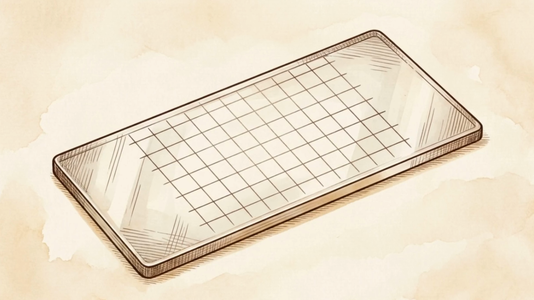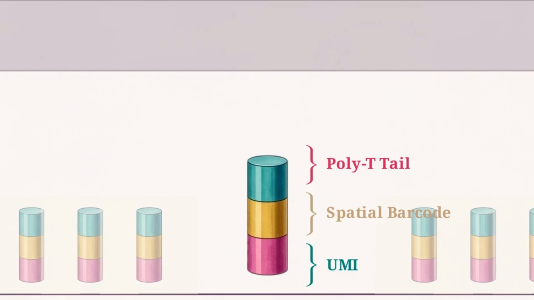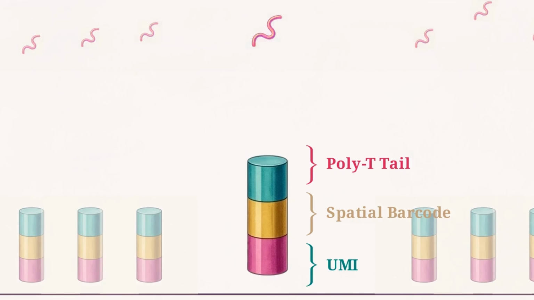Next-generation sequencing, or NGS-based spatial methods, rely on solid-phase microarray capture. A standard 10x Genomics Visium slide features a 6.5 by 6.5 millimeter capture area, containing 5,000 distinct circular spots. This diagram shows a single 55 micrometer spot, containing millions of immobilized primers. Each features a poly-T tail, a spatial barcode, and a unique molecular identifier.